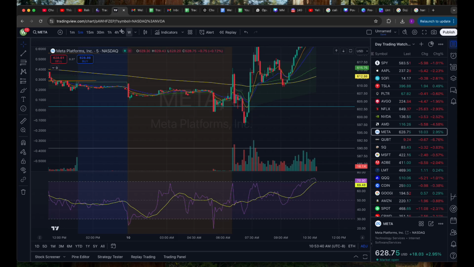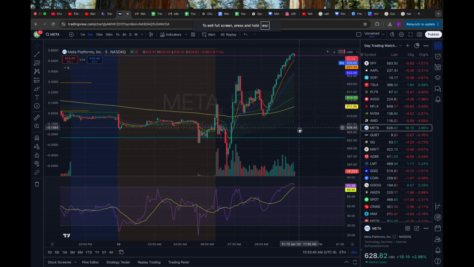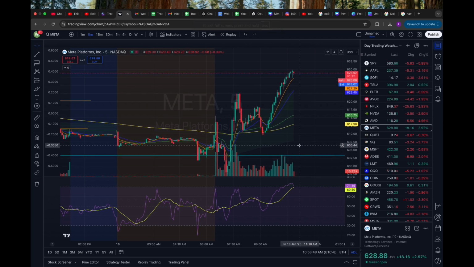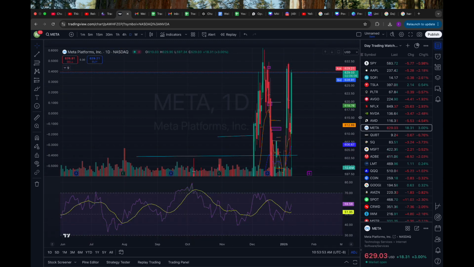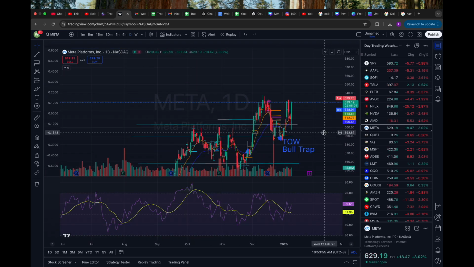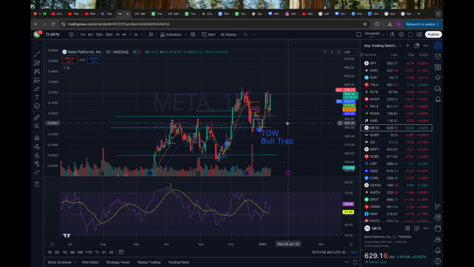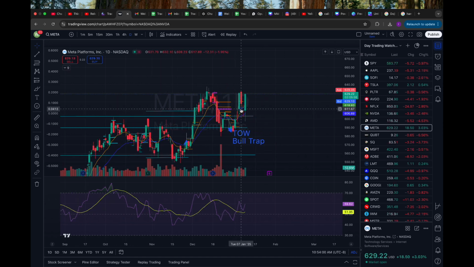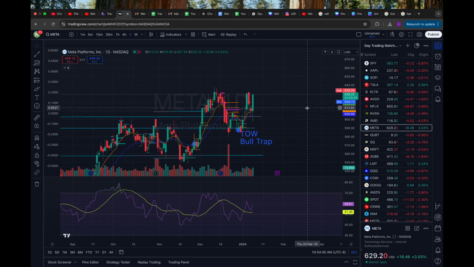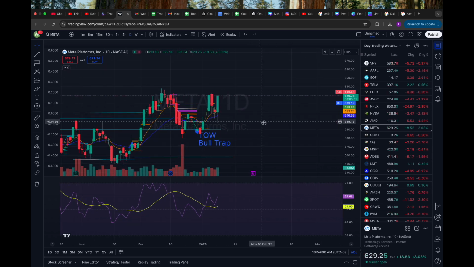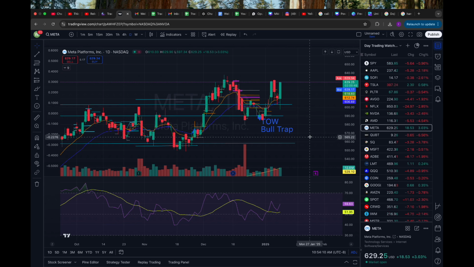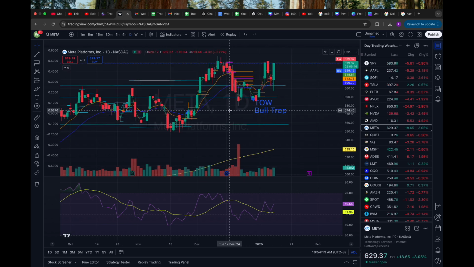All right, so these are gaps. This is the chart right here. This is Meta. The market is open as I'm recording this video, but let's go to the daily time frame. On the daily time frame, every candle represents one day. So when you're looking at stocks, and let's say right now is Friday.